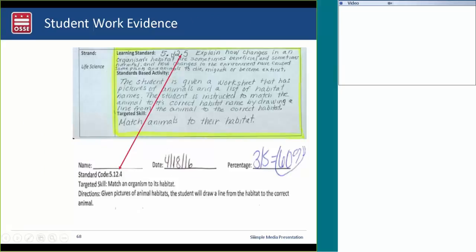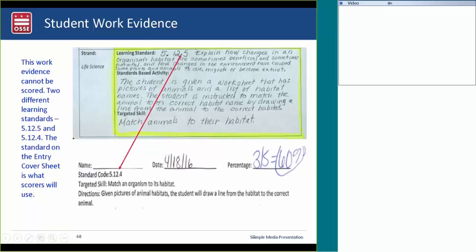I'm going to go through these a little bit fast because we're starting to run out of time here. In this one, there's a discrepancy in the code. This is what was on the entry cover sheet. This is what was on the student work sample. That becomes problematic, because the scorers are going to use this one. And if it doesn't match this one, it becomes problematic.